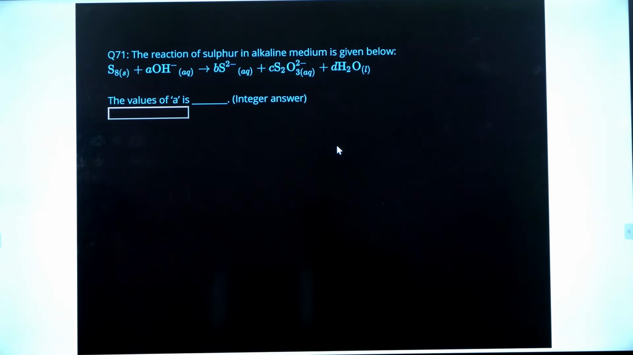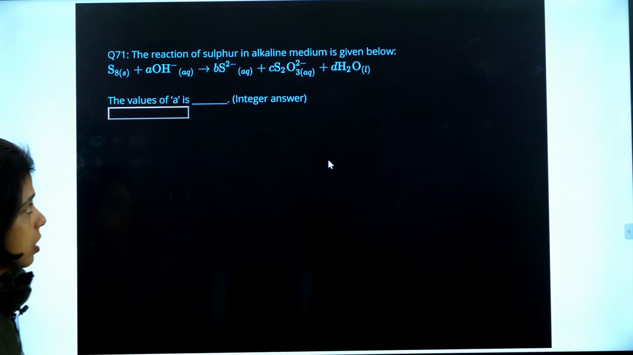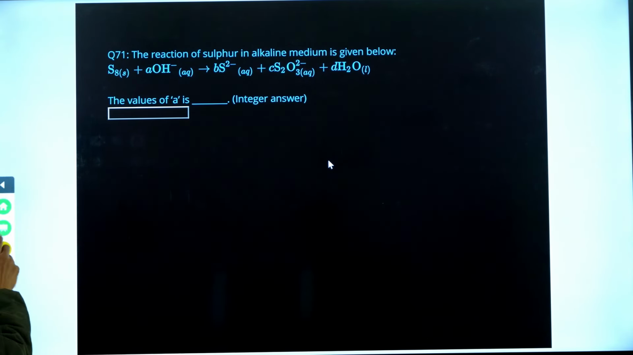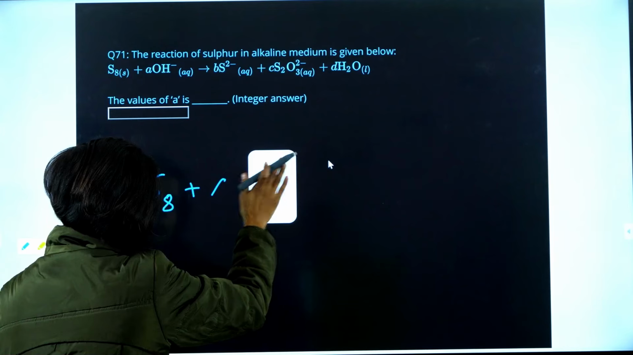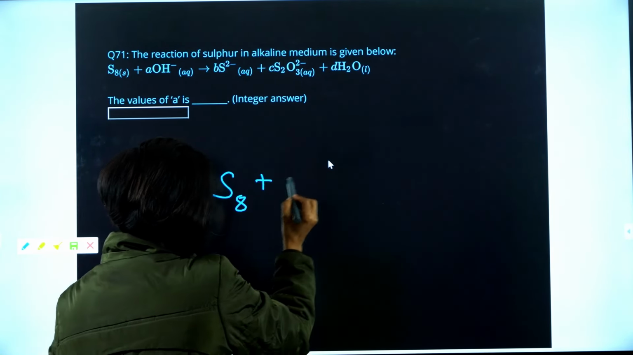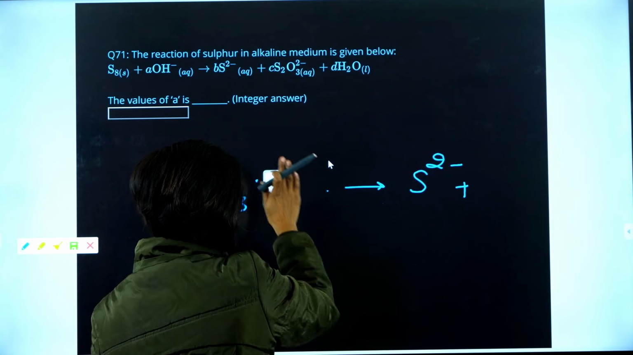Okay, now we have a reaction, numeric equations. Let's figure out the numeric equations. The reaction of sulfur in alkaline medium is given by this. You can see this is a disproportionation reaction happening in alkaline medium. Just balance it the way you balance in alkaline medium. Let me start. So just OH negative.